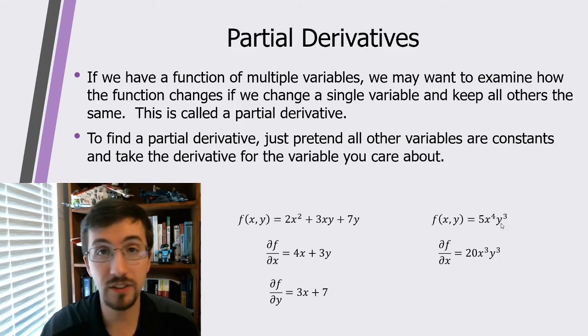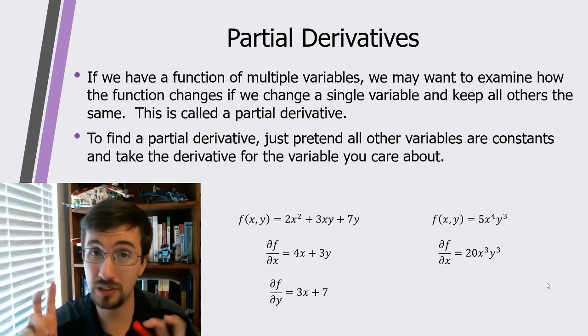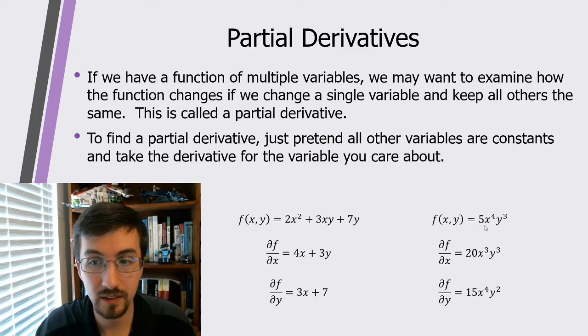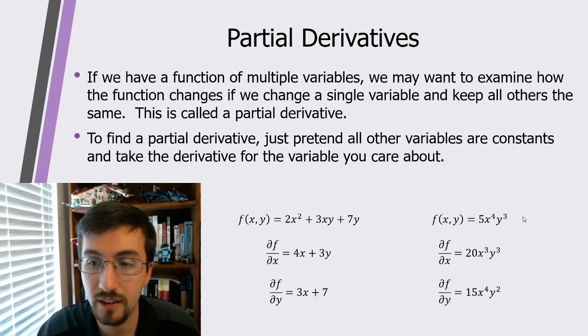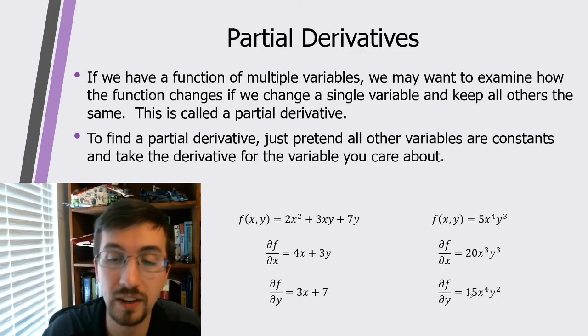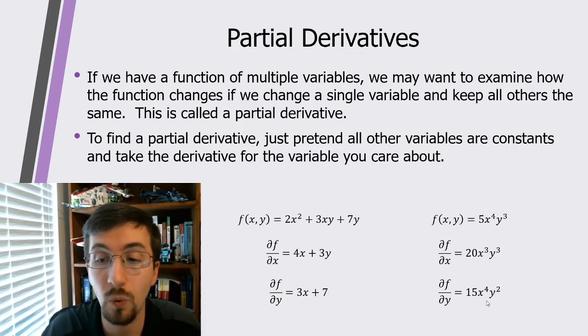Why is the y cubed there? Well, it just hangs out. It's just a constant. We're just pretending it's a constant for this partial derivative. Same thing if we took the partial with respect to y, the x to the 4th just hangs out. 3 comes down, it's y squared, so we get 15x to the 4th y squared.